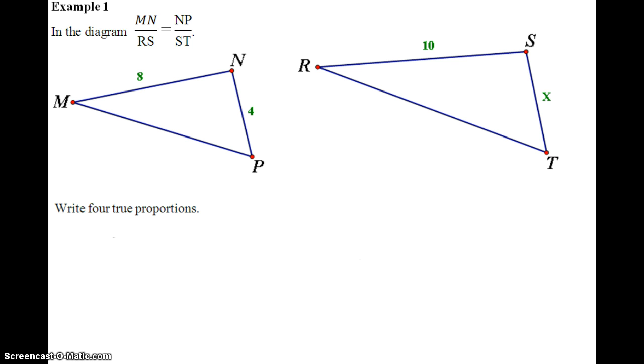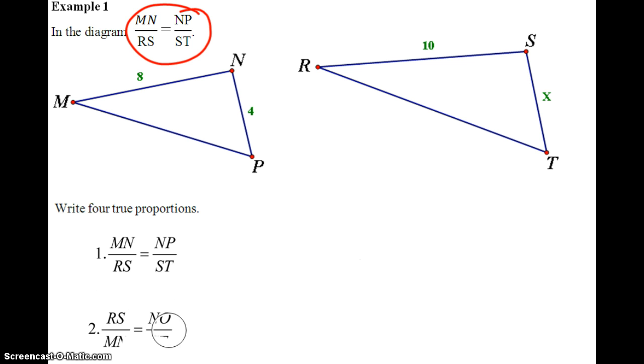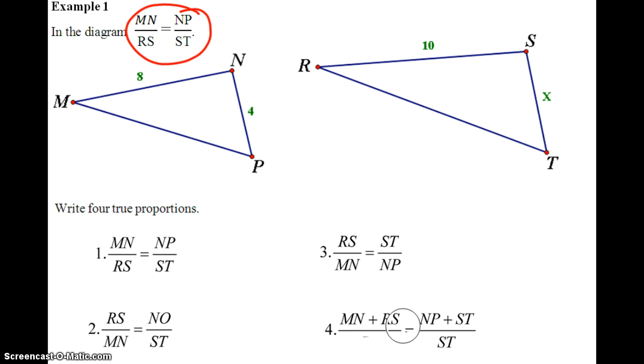So if we're given this proportion, I'm going to write 4 true proportions. So I'm starting with what I was given. I'm going to rewrite it 3 different times using the properties from the previous slide. So I'm going to flip my numerator and denominator. I am going to take both numerators together and set them equal to both denominators. And I'm going to add the value of the denominator from the original to each numerator.